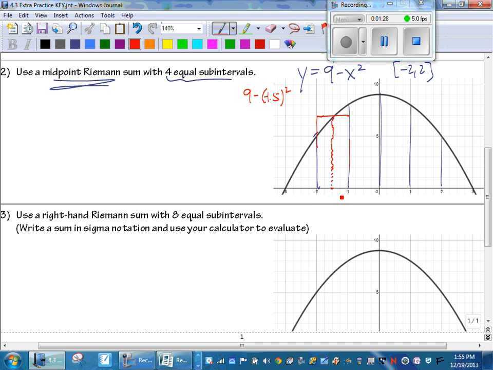So remember, our base here is still 1. Now our height for this one is 6.75. So the area of our first rectangle is going to be 6.75.